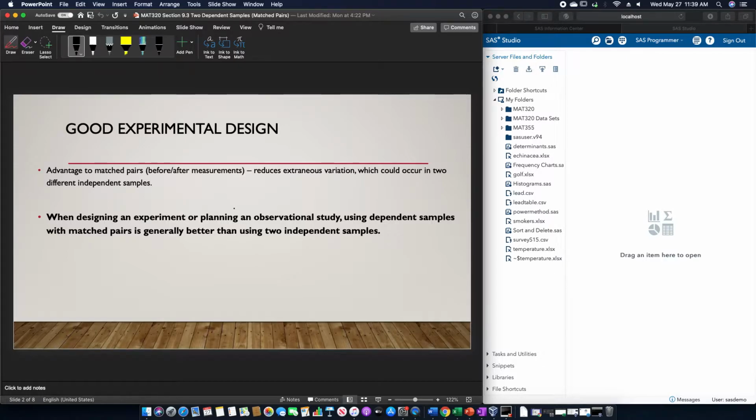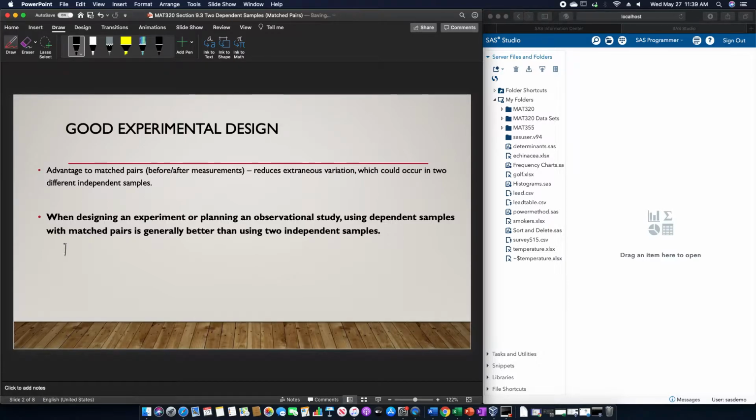is before and after measurements. It reduces extraneous variation, which could occur in two different independent samples, since we're talking about two different people, and the whole point of the independent samples is that they're not paired in some way, so they can introduce extraneous variables that might impact the actual study. When designing an experiment or observational study, using dependent samples with matched pairs is generally better than using two independent samples, due to trying to reduce that extra variation, the lurking variables.